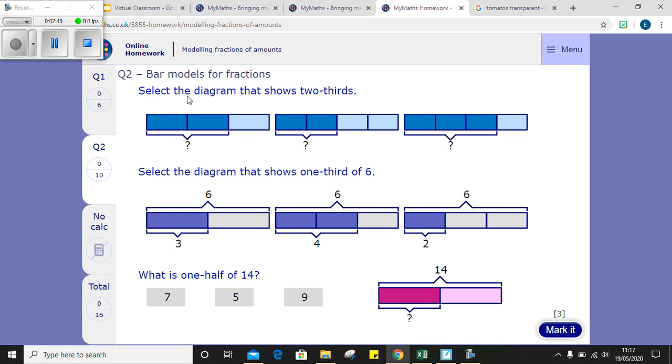Then on here we are looking at bar models for fractions. So we're selecting the diagram that shows 2/3. And think about what you know about thirds and how many groups they're split up into. So really, only one of those can be 2/3. And then select the diagram that shows 1/3 of 6. So again, think about what you know about thirds, how much it's split up into, and what you know from there. Enjoy this work, guys.